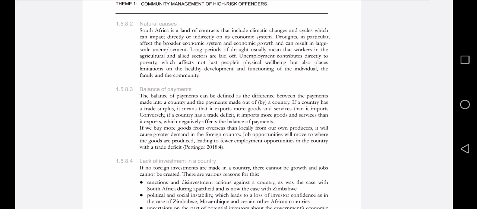Natural causes. South Africa is a land of contrast that includes climatic changes and cycles which can impact directly and indirectly on its economic system. Droughts, in particular, affect the broader economic system and economic growth and can result in larger scale unemployment. Long periods of drought usually mean the workers in agriculture and allied sectors are laid off. Unemployment contributes directly to poverty, which affects not just people's physical well-being but also places limitations on the health, development and functioning of the individual, the family, and the community.